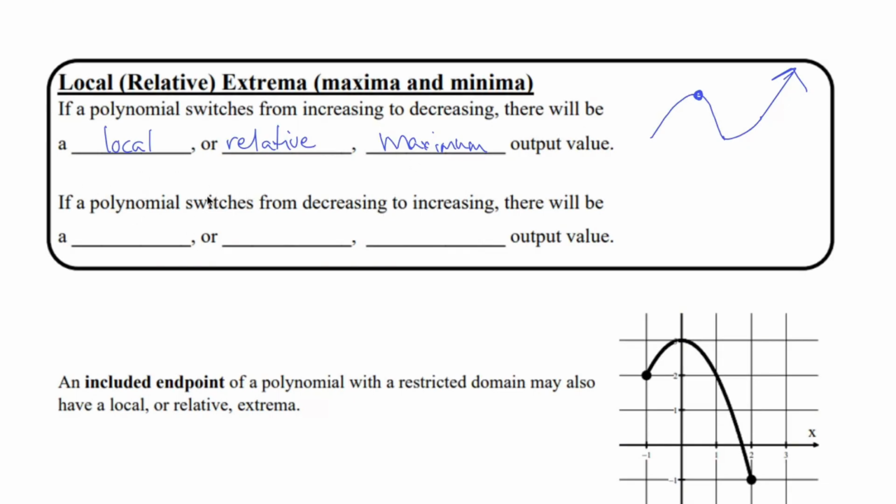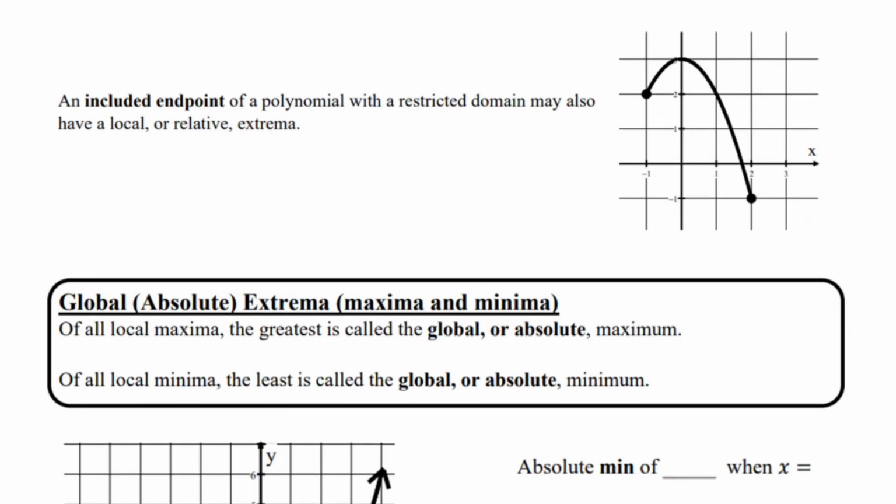If a polynomial switches from decreasing to increasing, there will be a local or a relative minimum output value. So here we are, decreasing switches to increasing, and there's our local. Okay. I might be jumping the gun here, but I used words like absolute. Absolute is the tallest number or the smallest number that you have in a graph. These aren't indicating that this is the tallest or the smallest. It's just like a bump or a hilltop. That's all it is. Okay, so keep that in mind as we do some of these problems.